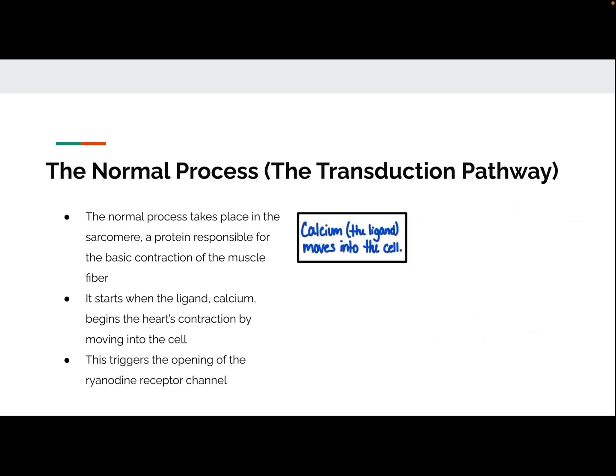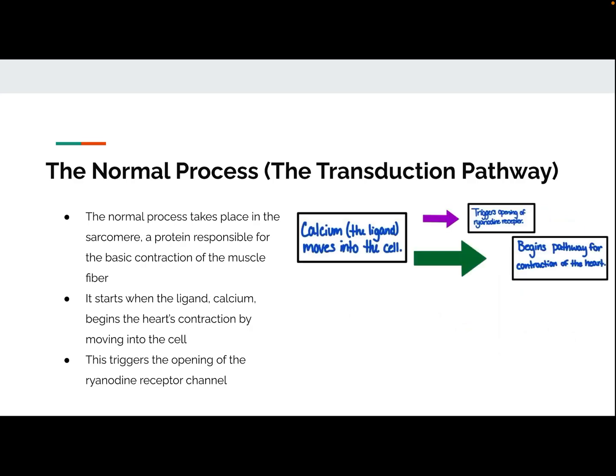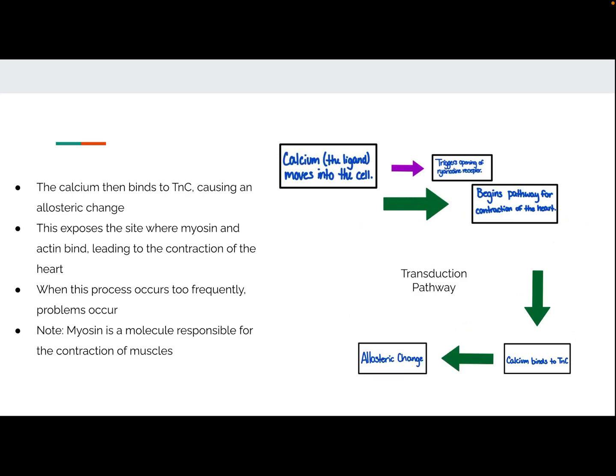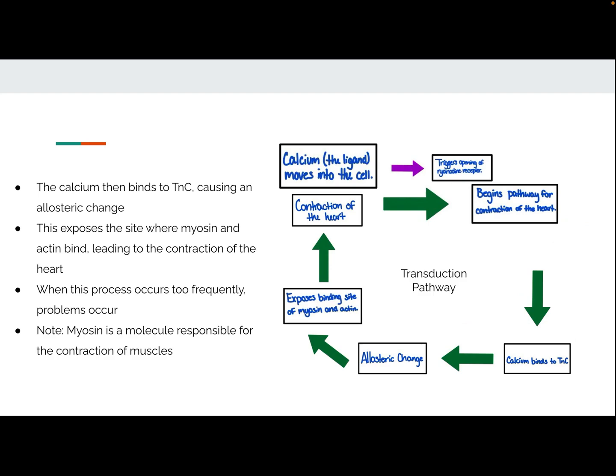So the normal process, which is the transduction pathway, takes place in the sarcomere, which is a protein responsible for the basic contraction of the muscle fiber. It starts when the ligand, which is calcium, begins the heart's contractions by moving into the cell. This triggers the opening of the ryanodine receptor channel. The calcium then binds to TNC, causing an allosteric change. This exposes the site where myosin and actin bind, leading to the contraction of the heart.